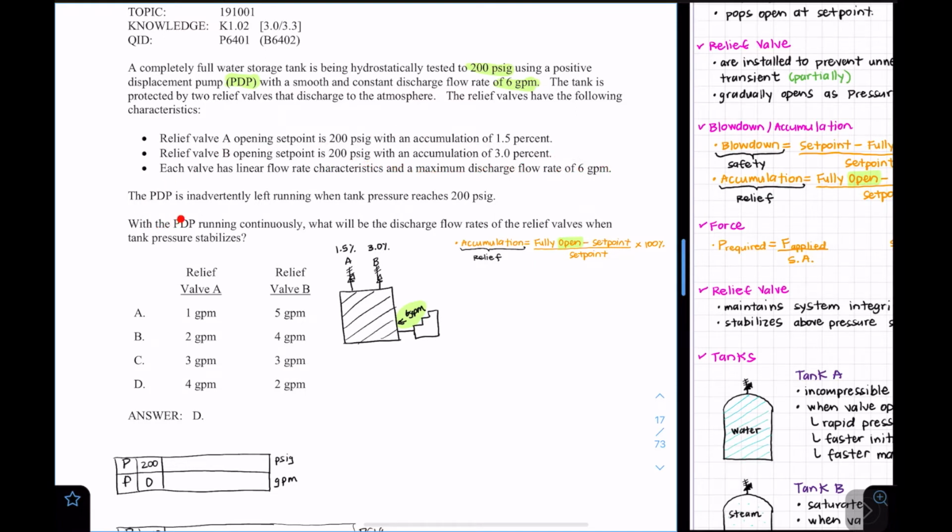It says each valve has a linear flow characteristic and a maximum discharge flow rate of 6 GPM. With the PDP running continuously, what will be the discharge flow rates of the relief valves when the tank pressure stabilizes? Okay, so when is the tank pressure going to stabilize? It's going to stabilize at a certain pressure, but both of them are going to have different pressures when fully open. So the first thing we need to figure out is when each one of them is going to be fully open.